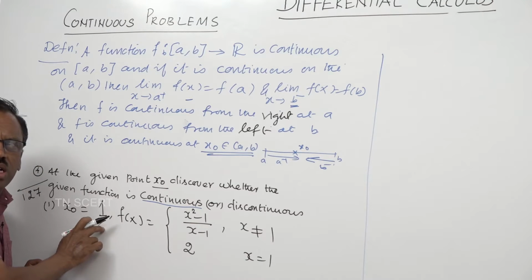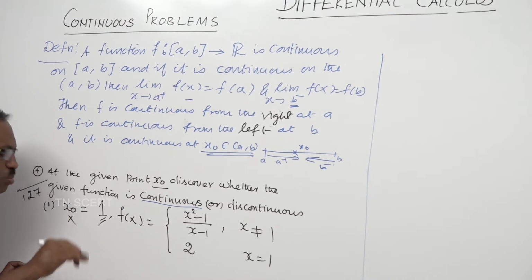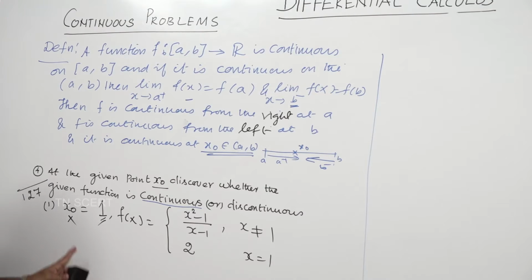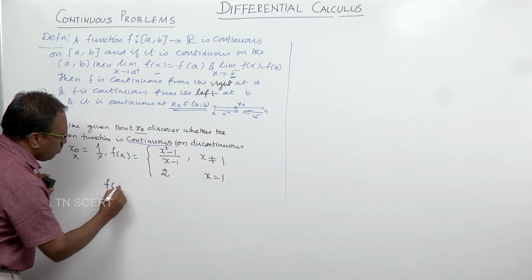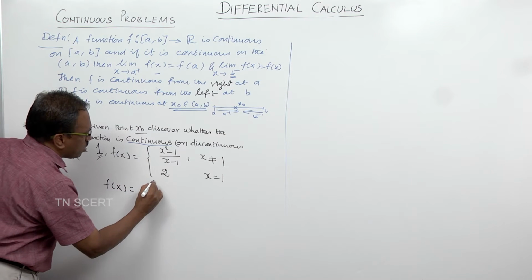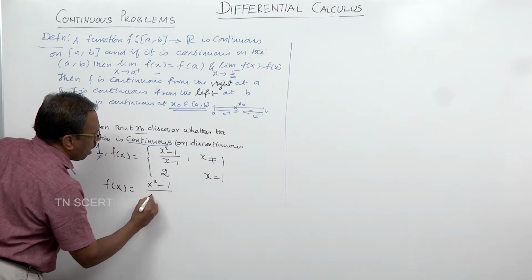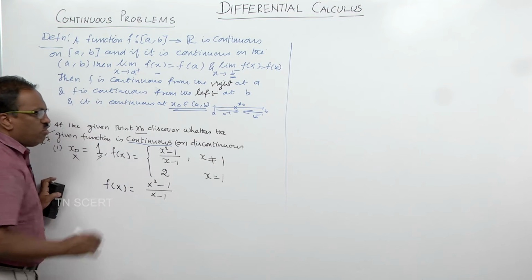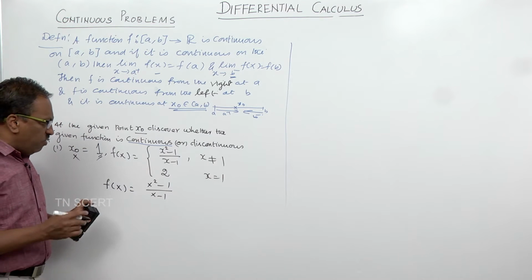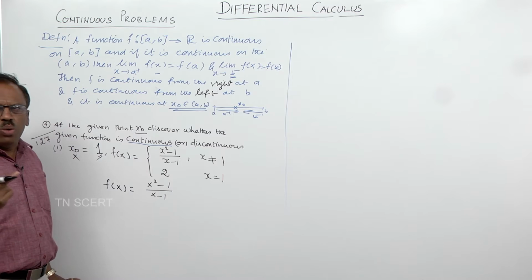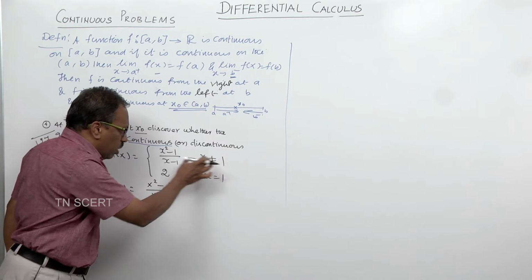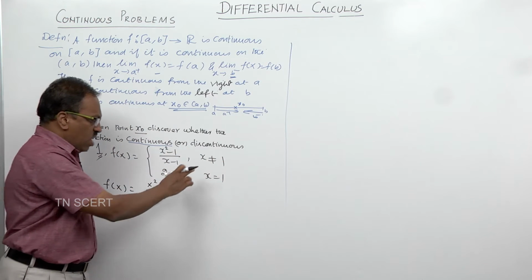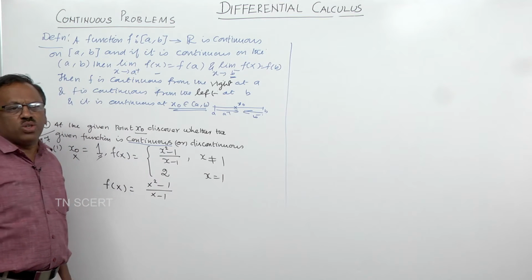This is the point they are asking. This point is a very important point, remember that. x naught is equal to this. The function is what now? f of x is equal to x square minus 1 by x minus 1. This is the function, and the function has two values. If x is not equal to 1, this function exists. If x is equal to 1, f(x) is 2.